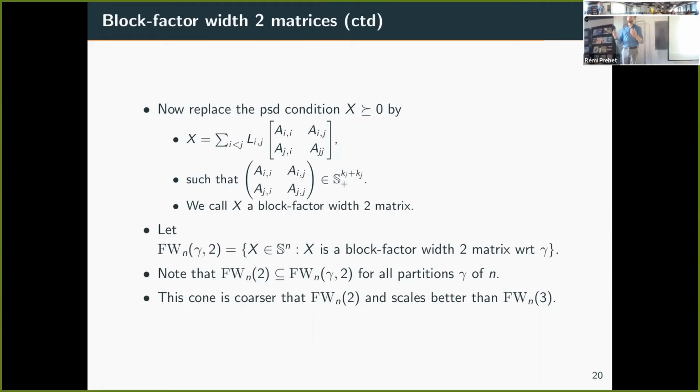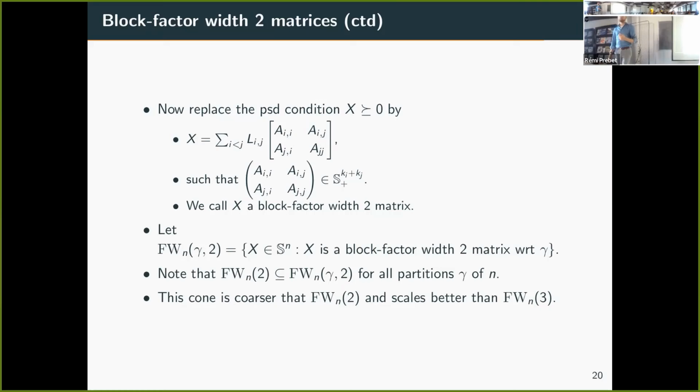Okay. Exactly. So we want to replace the PSD condition by this condition here. So X is the sum of all these lifted matrices, and we just enforce now that these smaller matrices, these 2x2 block matrices, are PSD. All right, so we take all possible 2x2 block matrices, and then impose a positive semidefiniteness condition on those instead of the large matrix.